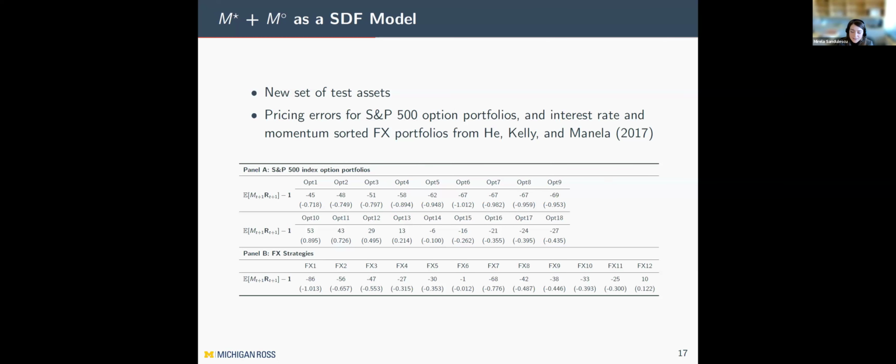So this means that M, the minimum variance stochastic discount factor, which is a positive polynomial, is going to be able to price also other assets that are not included in its estimation, right? So, of course, positivity alone is not really enough in order to ensure a good pricing performance. With this test, we show that we have this good pricing performance also for other assets that are not included in the estimation of this stochastic discount factor.